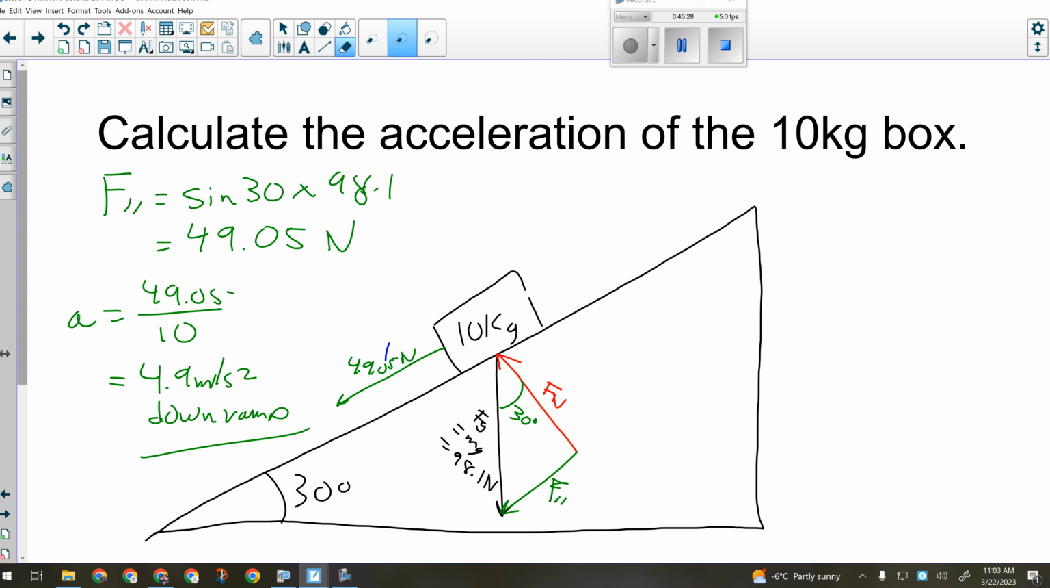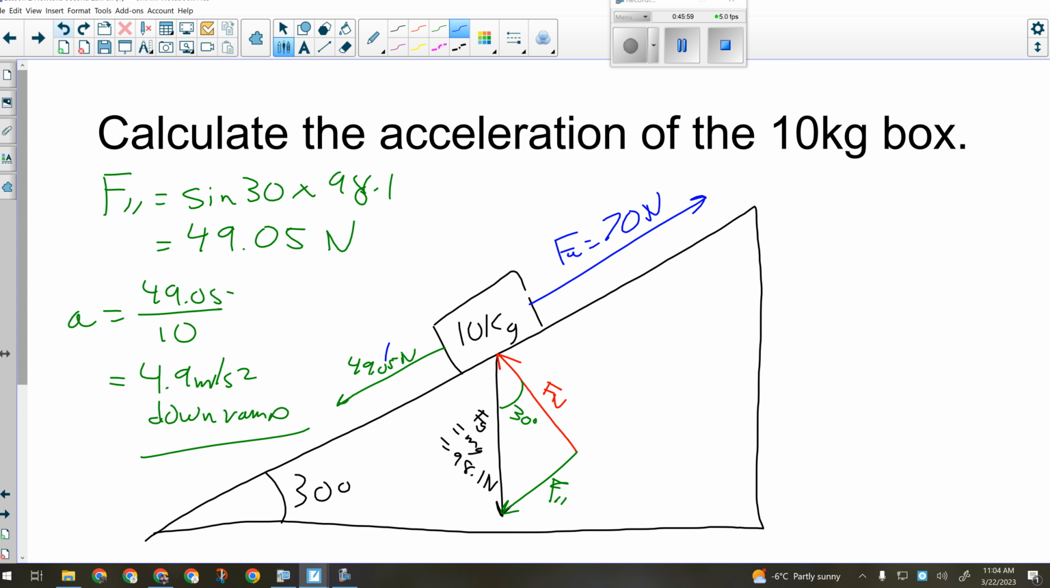Okay, so we talked about if there was friction, we would have this force. It wouldn't be the net force anymore. Okay? And friction would act up the ramp like so. What if the situation was I'm pushing the box up the ramp instead? So now I've got an applied force, let's say, that is, I don't know, 70 newtons.